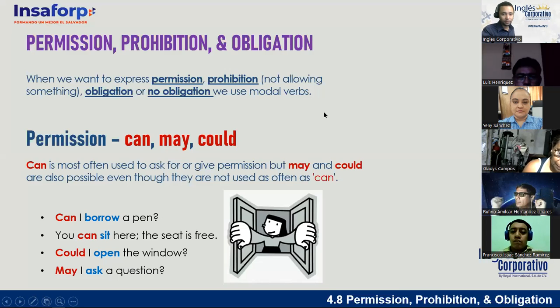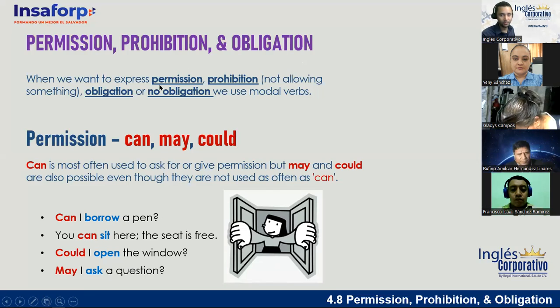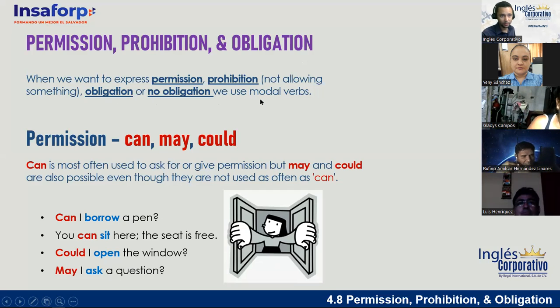So here's what we studied yesterday. Just to take a look at it one more time: permission, prohibition, and obligation. When we want to express permission, prohibition, that means not allowing something, obligation, or no obligation, we use modal verbs. And for permission, as we studied yesterday, you can use can, may, and could. It's very easy.